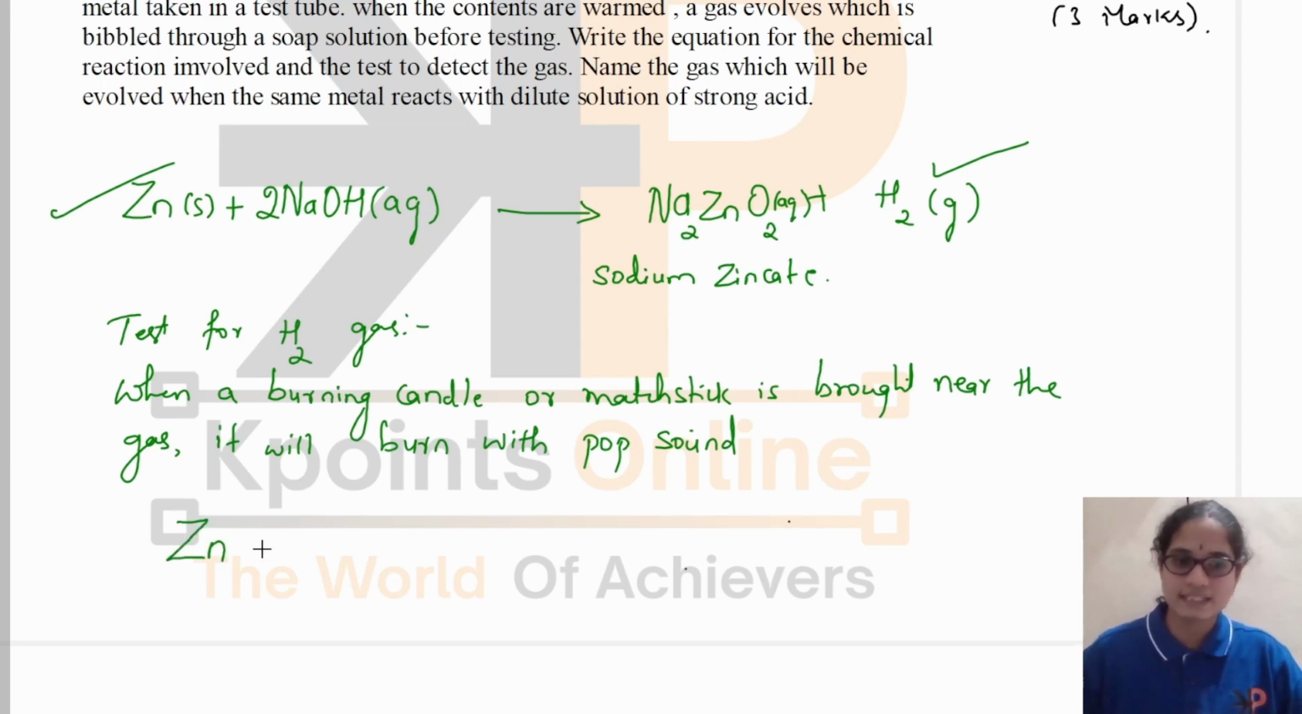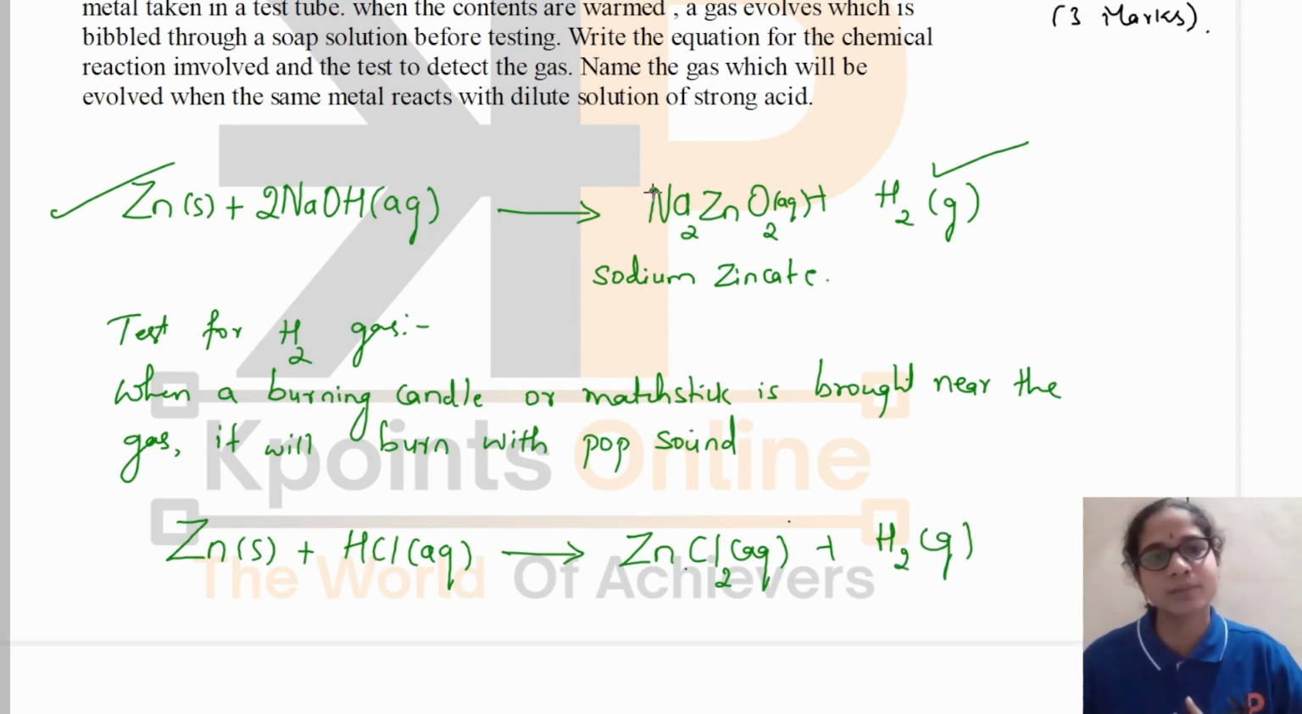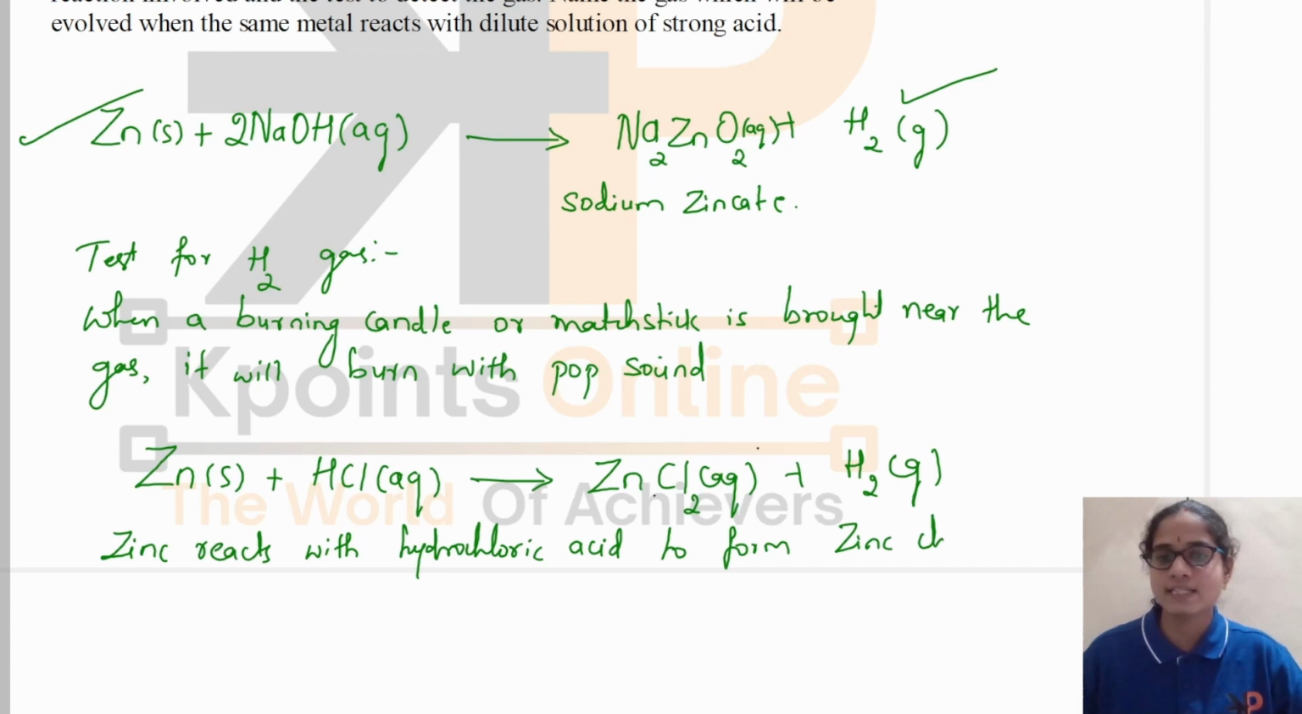When the same metal, that is zinc, reacts with dilute solution of strong acid, you can take strong acids like hydrochloric acid or sulfuric acid. Let us take hydrochloric acid here. What is the formation? When metals react with acids, we get salt, ZnCl2, plus H2. Okay. This is the reaction that forms. Again, they have asked to name the gas which will be evolved when the same metal reacts with dilute solution of strong acid. Here also, we should write zinc reacts with hydrochloric acid to form zinc chloride. It is salt and the gas evolved is hydrogen.